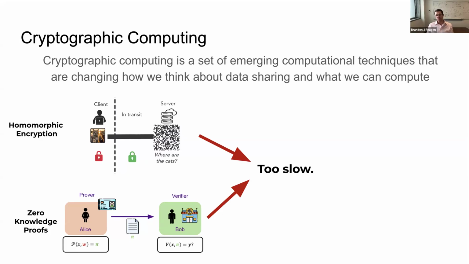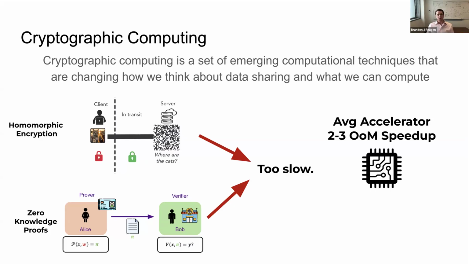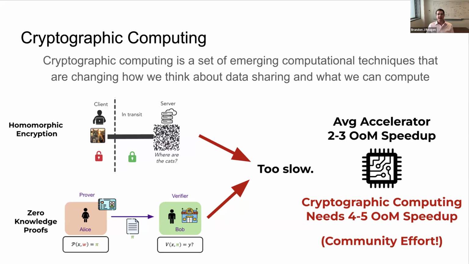And when I say too slow, I mean they're like 4 to 5, it depends how you count, but 4 to 5 orders of magnitude slower than their plain text alternatives. This is way too slow for most applications today. So what are we thinking about doing? We're thinking about building custom hardware accelerators to bridge this performance gap. But the challenge is that the average accelerator today is going to get me like 2 to 3 orders of magnitude speed up. And again, I want 4 to 5.